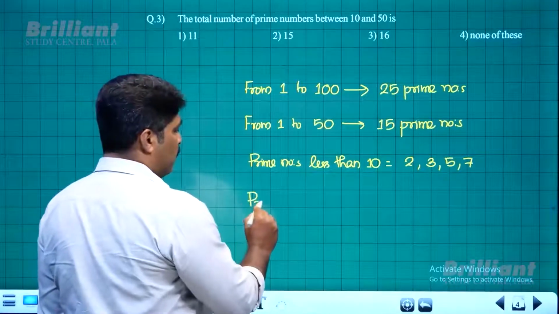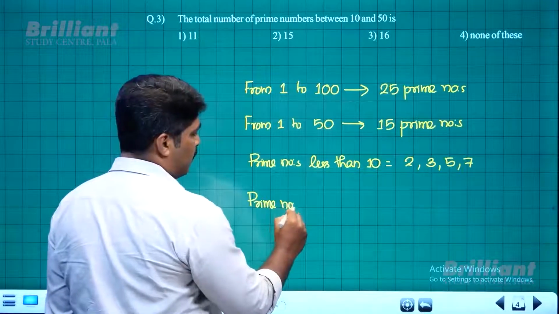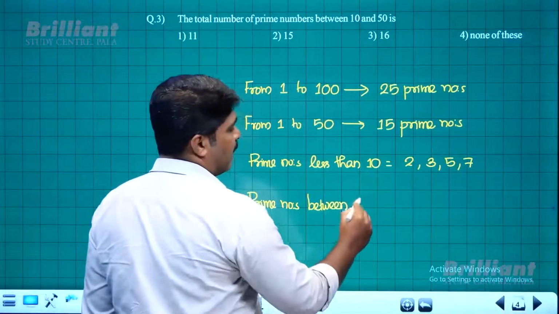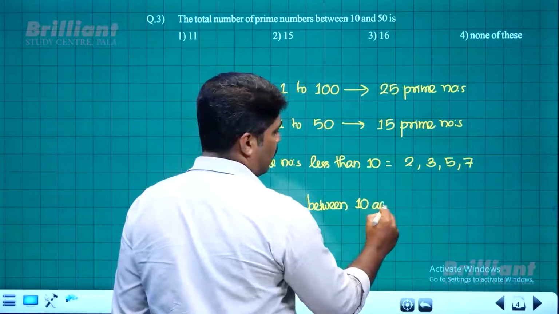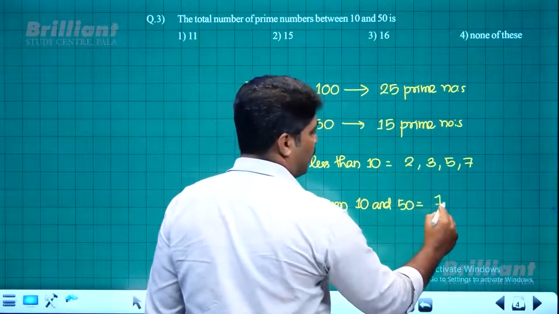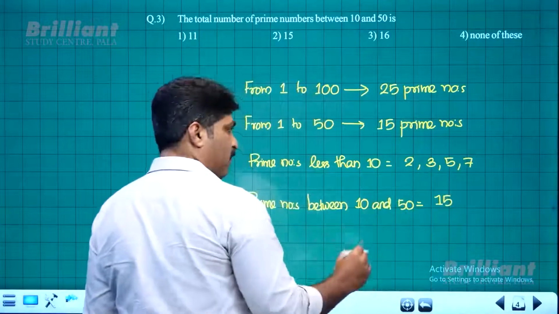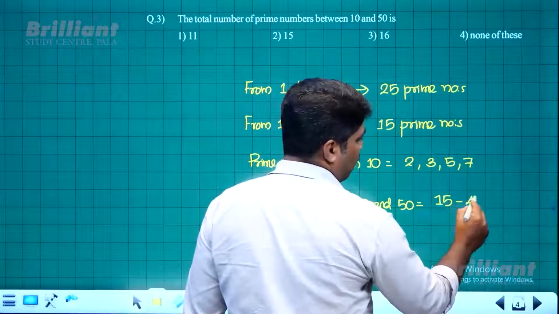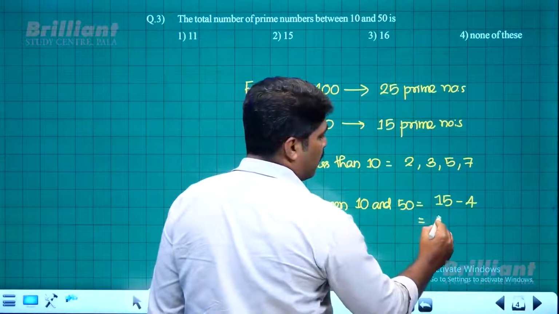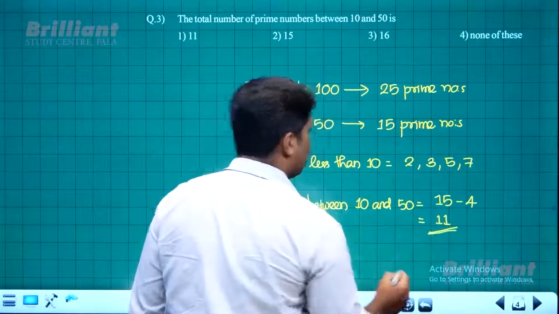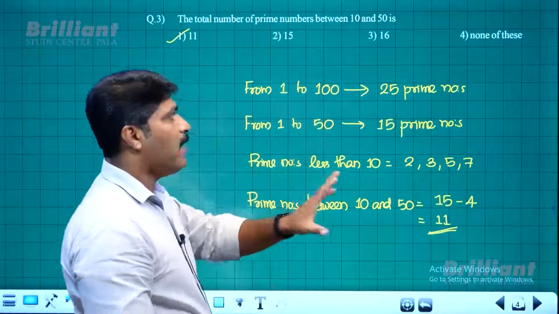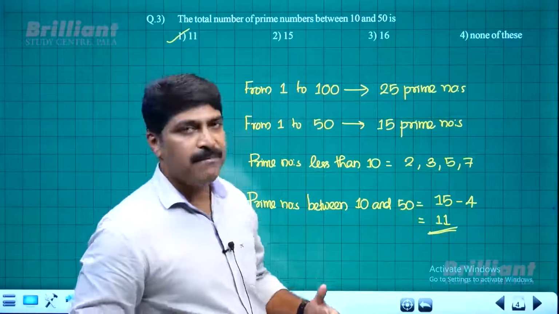Therefore we can conclude, prime numbers between 10 and 50. As we got, there are 15 prime numbers less than 50. Out of these 15 prime numbers, 4 numbers are less than 10. Therefore, between 10 and 50, there are 11 prime numbers. So the answer is the first option. Got it? These all are very important understanding. That's the distribution of prime numbers.